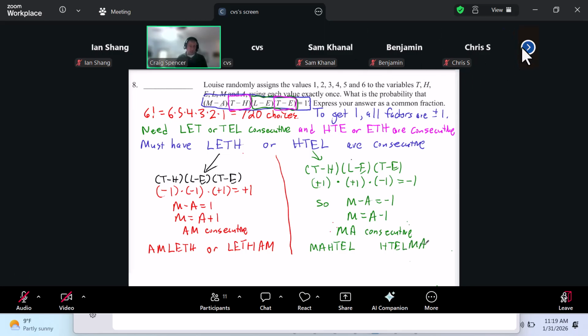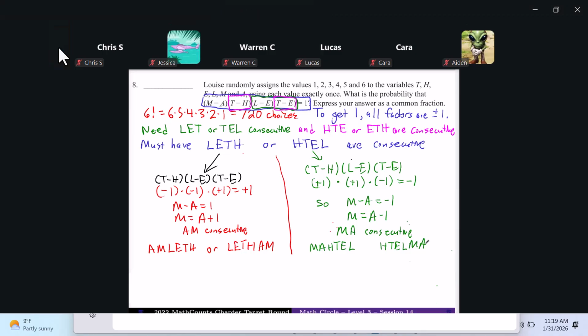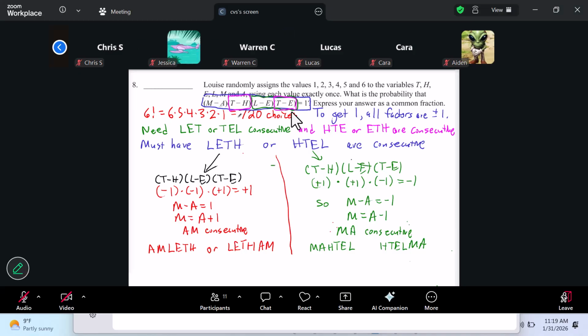Those are the only two ways I could have that block of 4 being consecutive and that block of 2 being consecutive. So one of these two things is going to happen. Note here, I've gone through all the possibilities. There's literally only 4 ways that I can actually do this and have this polynomial spit out a 1. So there's 4 ways to do it out of 720. So the probability is going to be 4 divided by 720.